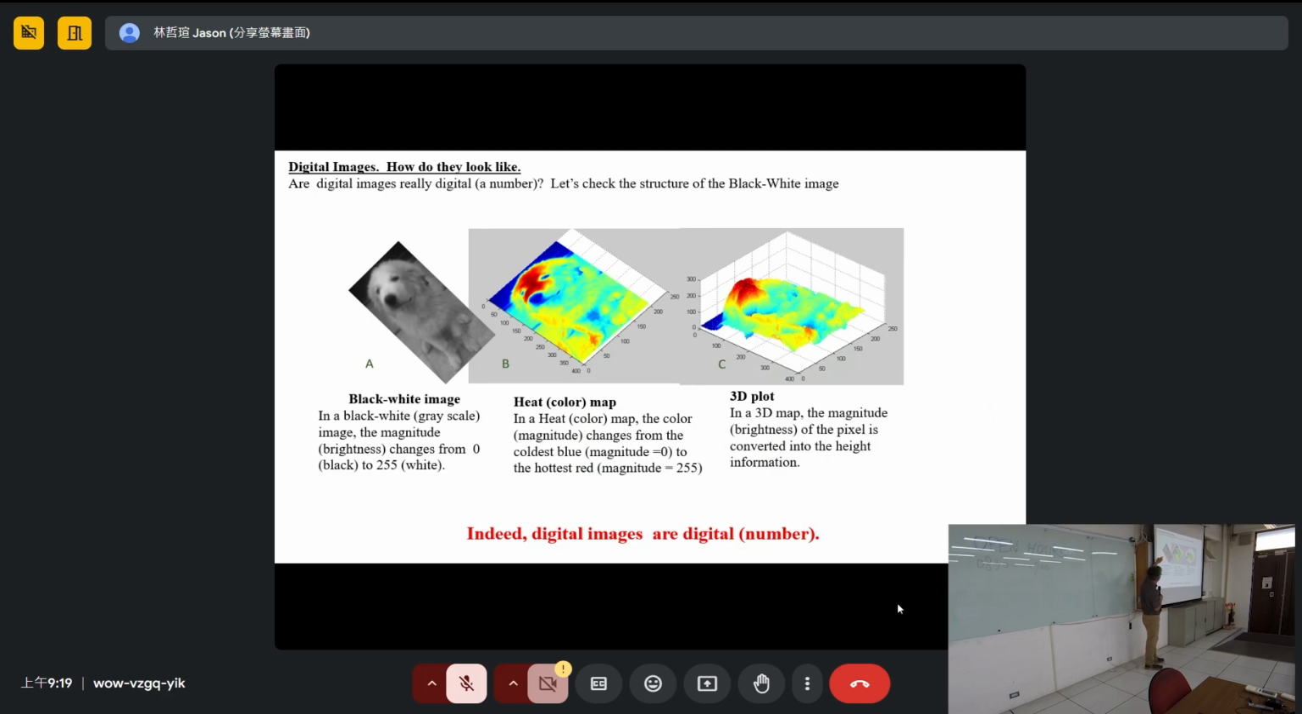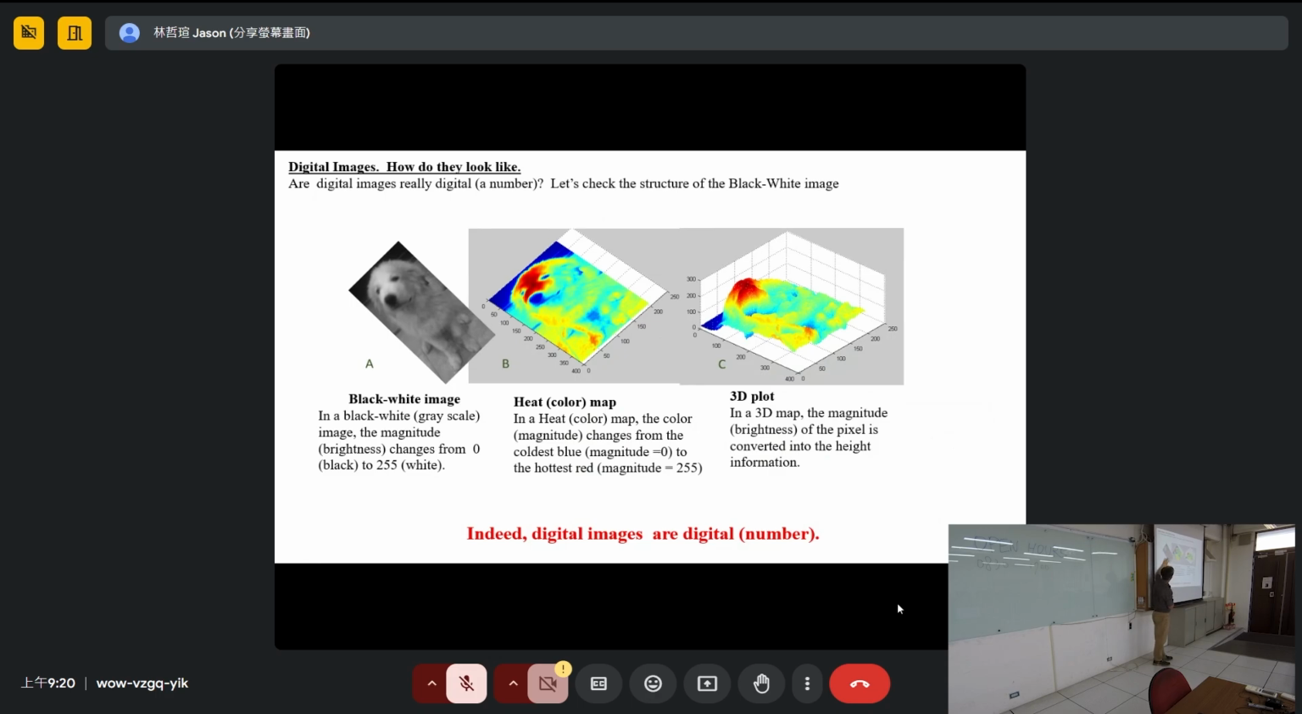I named him Inu. He's 100 pounds, 50 kilo. Great. And every morning, 4 a.m., he will lick my face. Anyway, so this is the digital image, right?